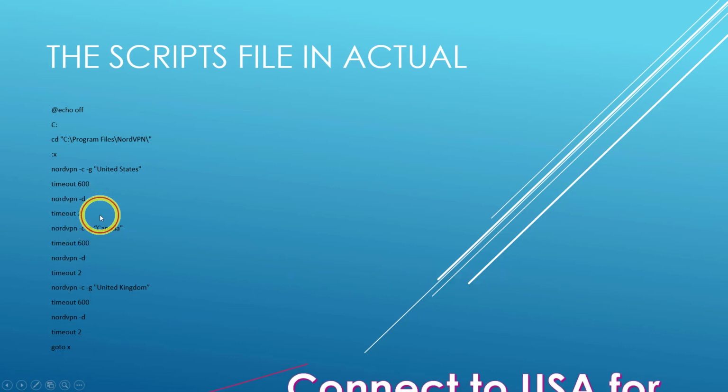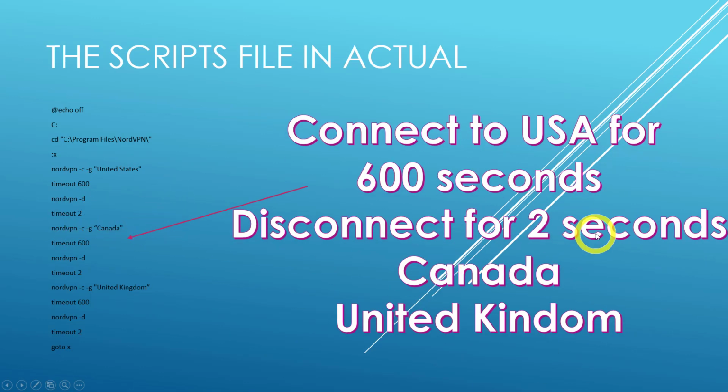And then after that, I'm going to disconnect for 2 seconds. And I will connect to the Canada server for another 600 seconds. And then disconnect 2 seconds and connect to UK for 10 minutes. Disconnect. And then it will go back to the start and go back to the United States again. So this will keep on going in a loop until you close the batch file.